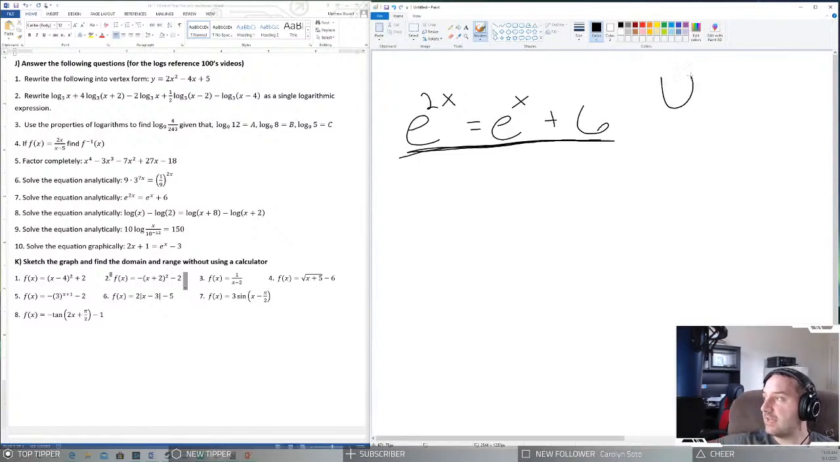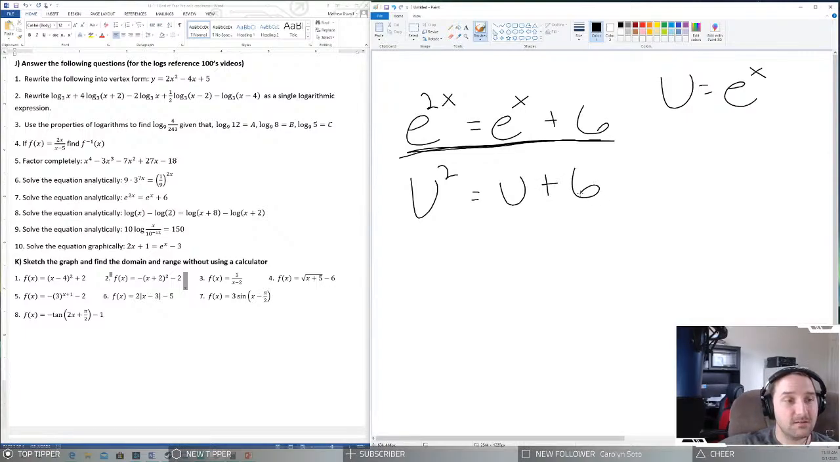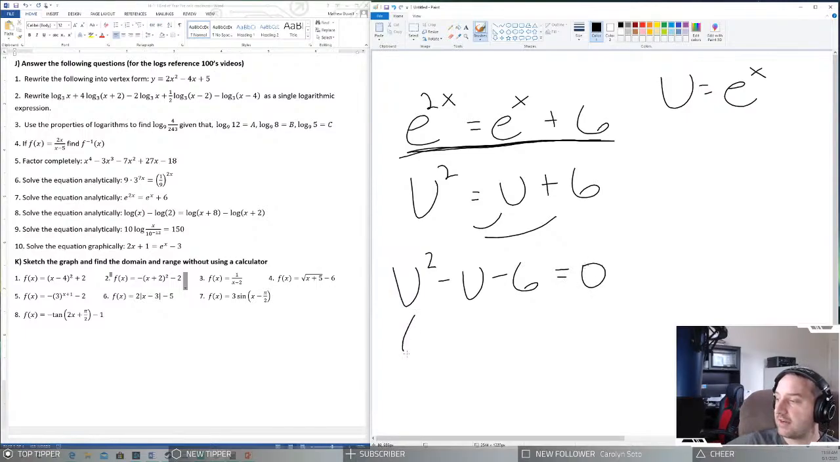So if I said u equals e to the x, well, this will turn into u squared equals u plus 6. This here is a quadratic type equation. So I can subtract those. Now, because it's quadratic, all the rules of a quadratic function now apply. So this will factor into u minus 3 and u plus 2.